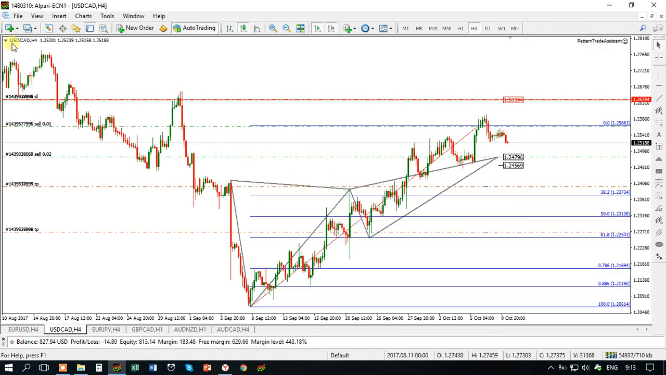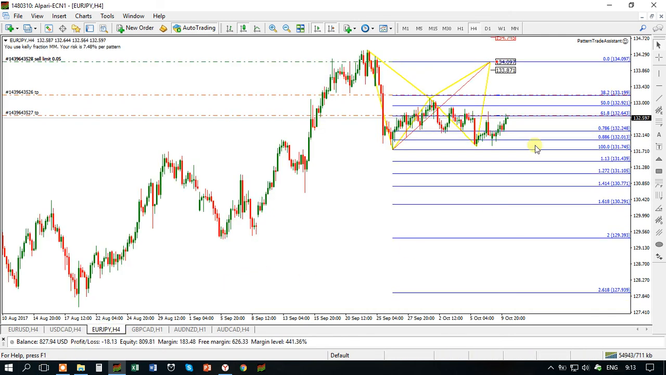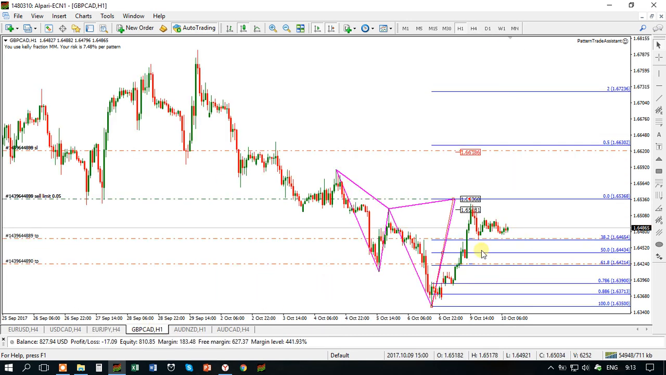Okay, next pattern is dollar Canadian, a butterfly as well. The next one is Euro yen. Hopefully it goes here to the high and triggers my entry, but it is pretty far from completion. The next one is pound dollar. Didn't go to entry. If you use 90% rule, you should skip this pattern. But if it goes with my rules, my swing identification, it is okay.